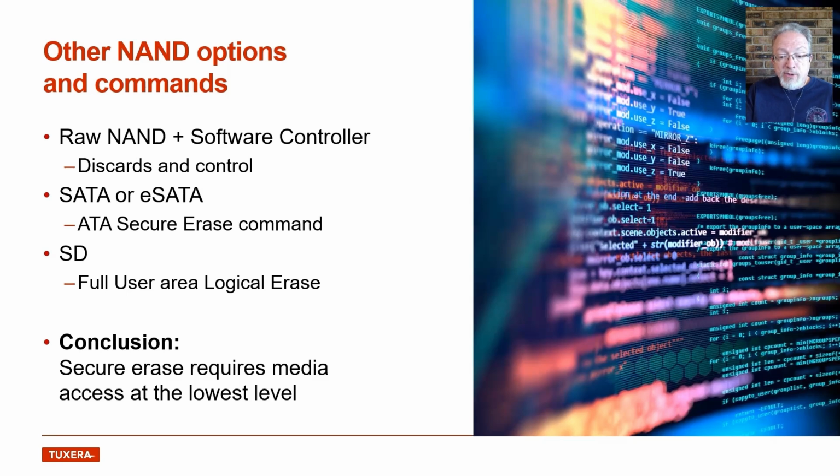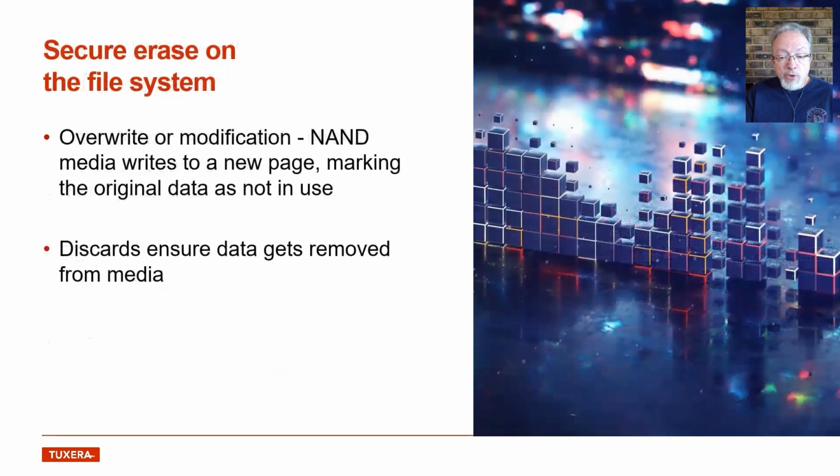Before I move on to the file system, I'll conclude that in order to securely remove data, the firmware or software must be able to directly address the NAND and exercise control over normal erase and compaction. File systems only deal with the media, using read, write, and erase. When a file system overwrites a sector, the NAND will write the data to a new page. Remember, there's no overwrite possible, and the original data is marked as no longer in use by the firmware or the software.